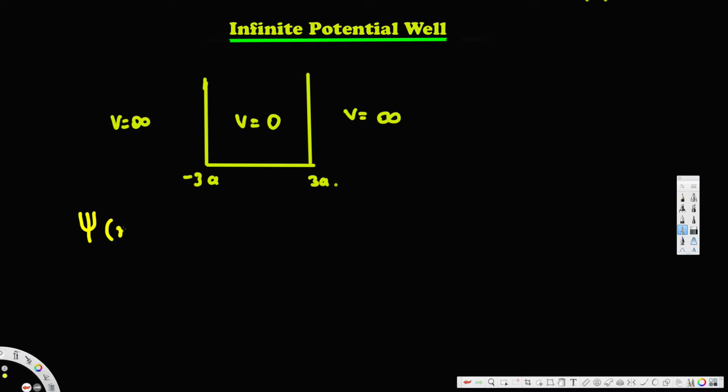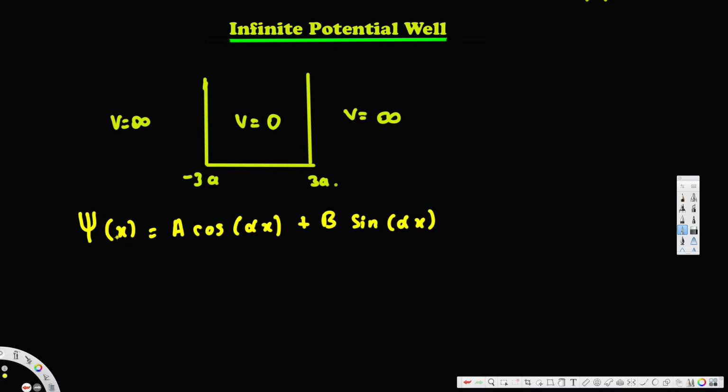We will get psi of x is equal to a cos alpha x plus b sine alpha x. If you want to know how we derived this, you can watch my previous video where I had taken negative a to a and I have explained that deeply, going from the beginning. Now when you derive the final wave function equation you will get something like this.